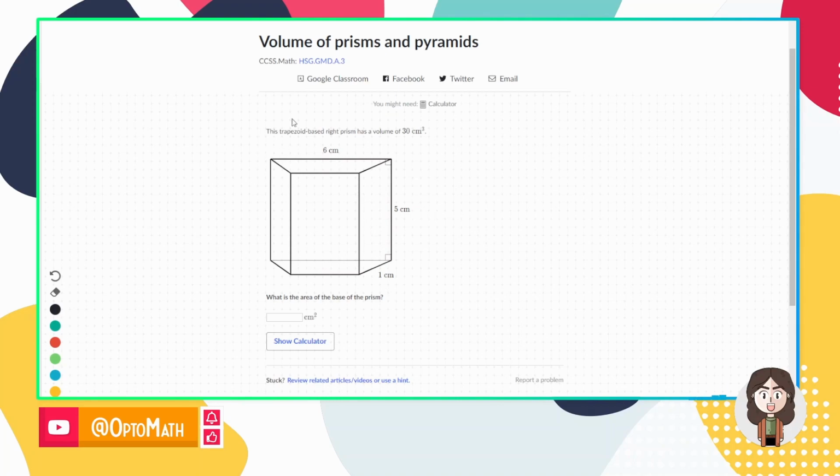Let's go ahead and look at this one. This trapezoid-based right prism has a volume of 30 centimeters cubed. What is the area of the base of the prism? So let's make sure we know what it's asking for. The area of the base of the prism is asking for the area of the trapezoid. So either this one or this one. They're both congruent. Bases of a prism have to be congruent. So we're only finding the area of one of those.